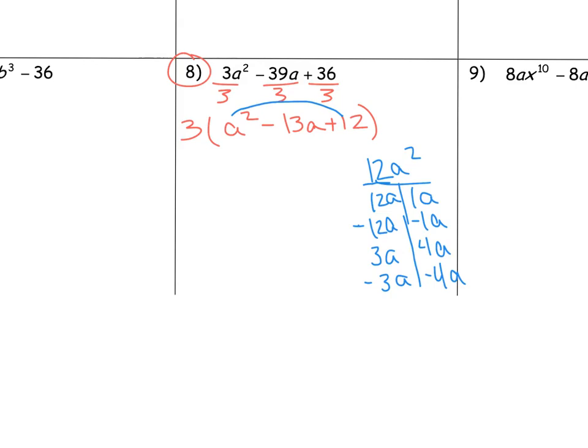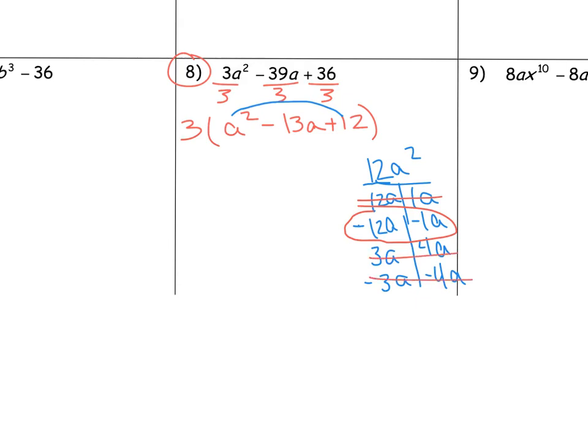So let's check this out. 12a times 1a is going to get me to 12a squared, but it's not going to add to negative 13a, so this is out. Let's check the next one. Negative 12a times negative 1a is going to get me to 12a squared. And when I add these, oh, I do get negative 13a. We've got our 2 factors.